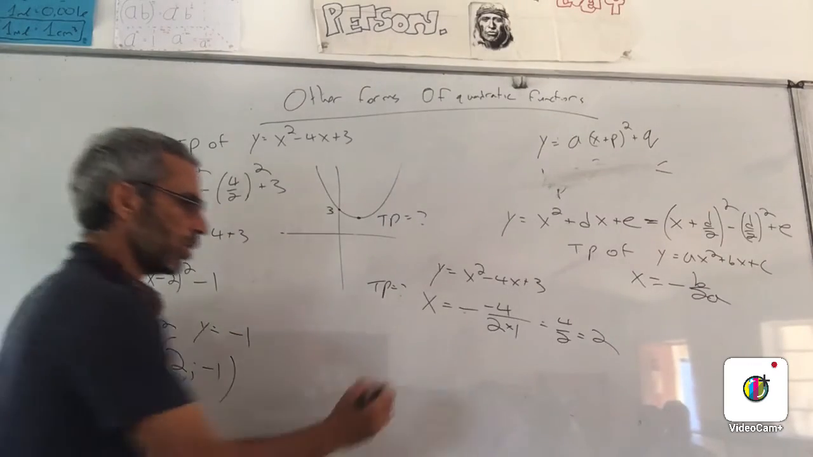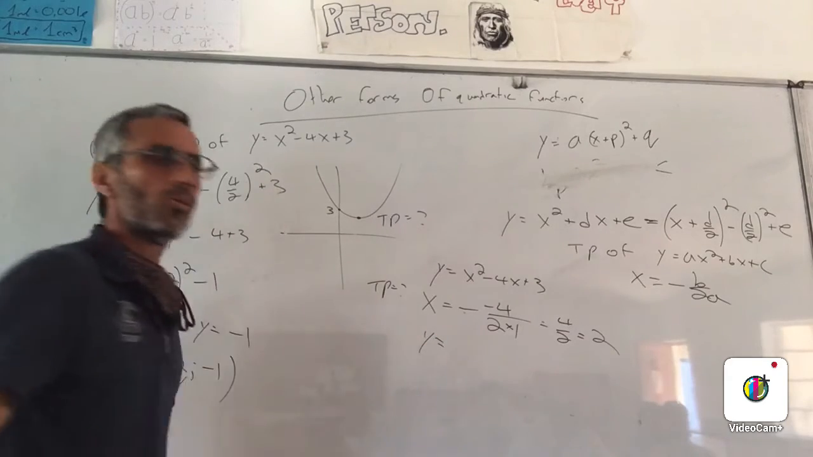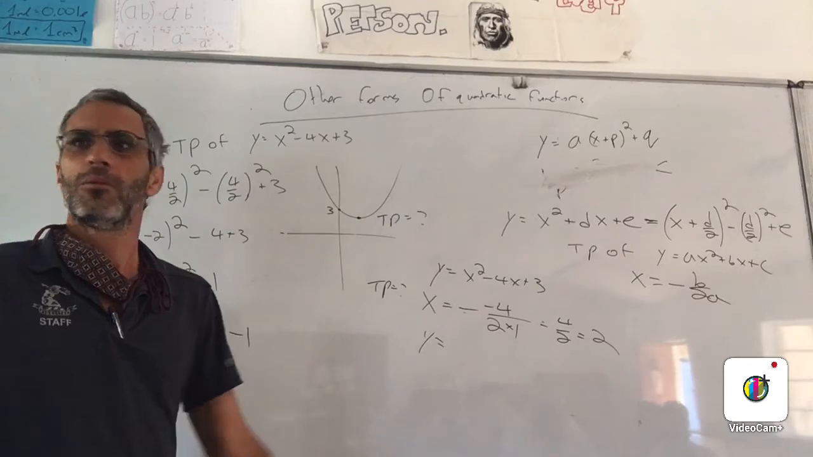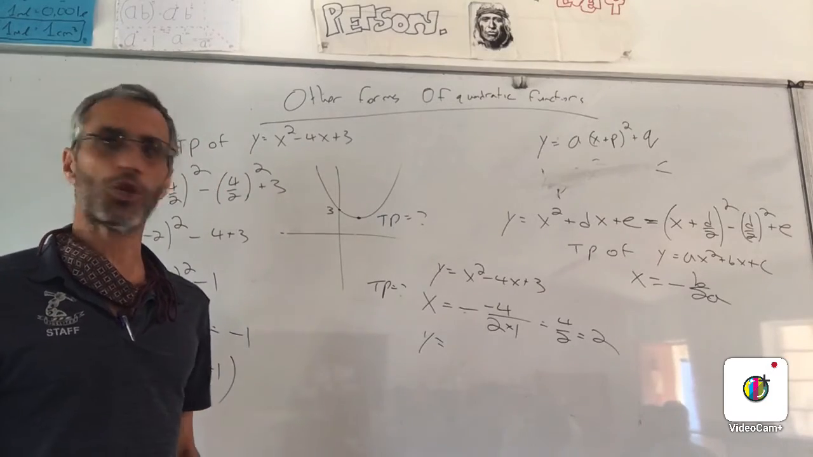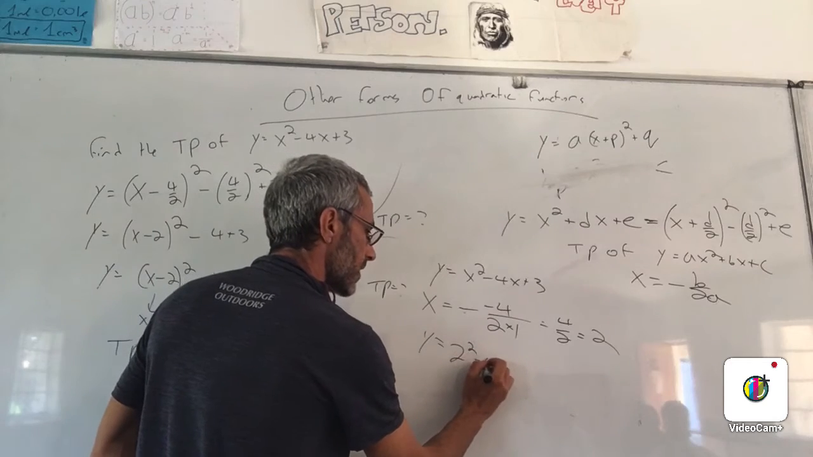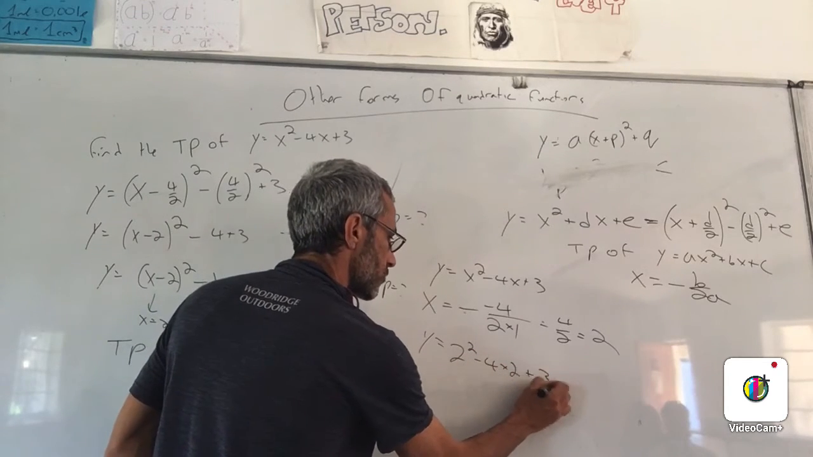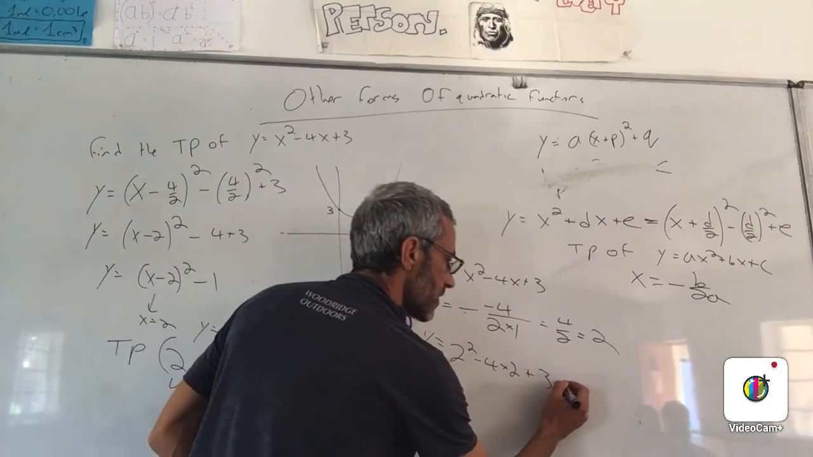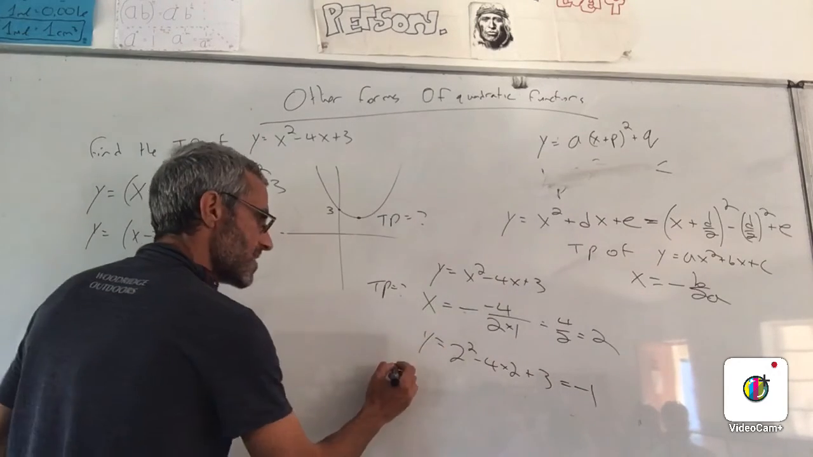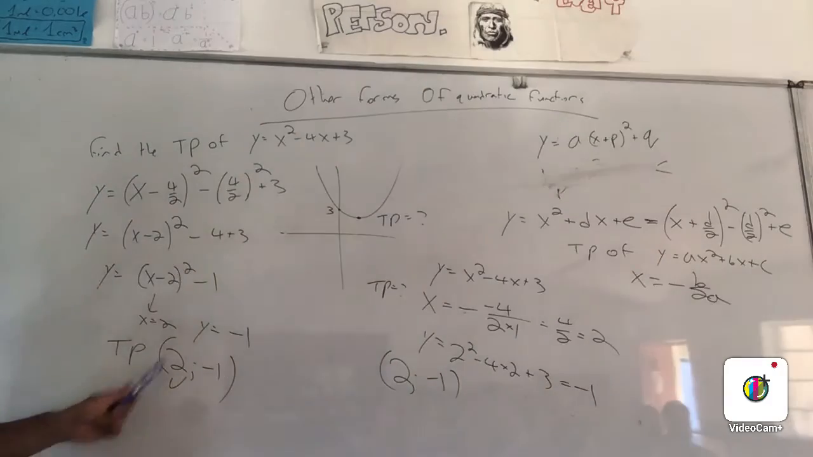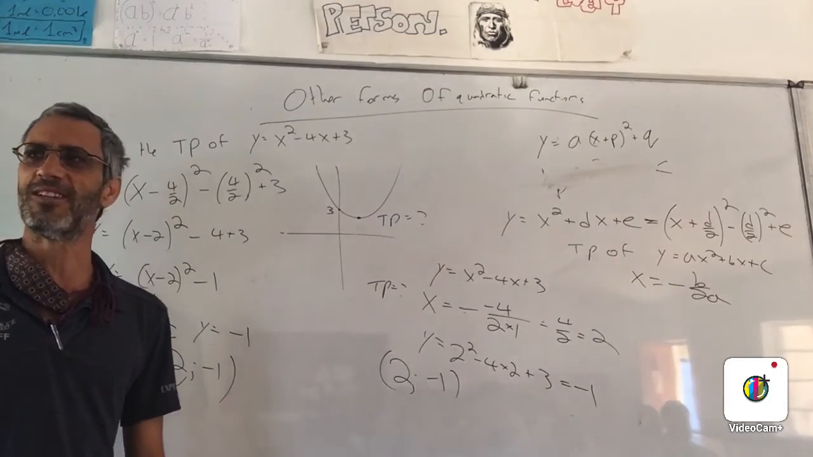Correct. So the question was, how do I know what the y is? I've got the x, but I want to know the y. Easy, just substitute. Here. So we're going to substitute 2 squared minus 4 times 2 plus 3. We get 4 minus 8 plus 3, which gives you minus 1. So again, the answer is (2, -1), the same as here, but much, much easier, isn't it?